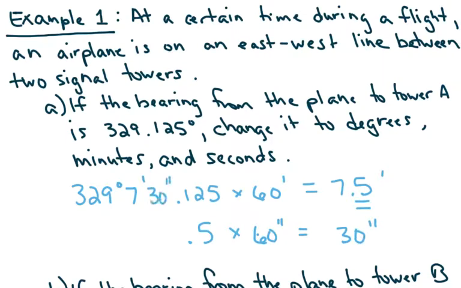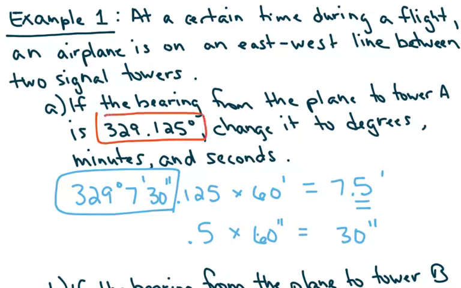So in degrees, minutes, seconds, 329.125 degrees is going to be 329 degrees, 7 minutes, and 30 seconds. However, if you want to just do this on your calculator, you could have just typed in 329.125 and then go back to that angle function on your calculator, second apps, number 4, DMS, and then hit enter, and it will pop up on your calculator as 329 degrees, 7 minutes, and 30 seconds.